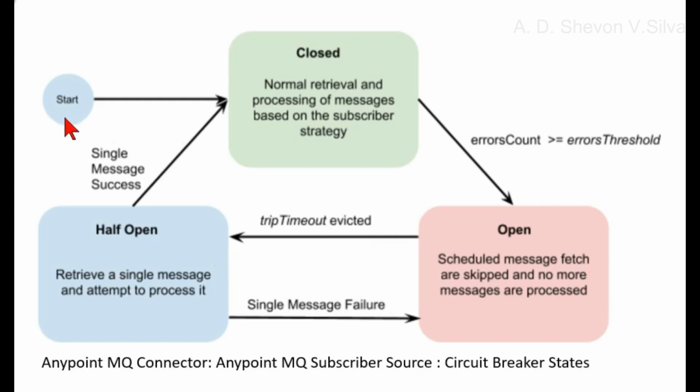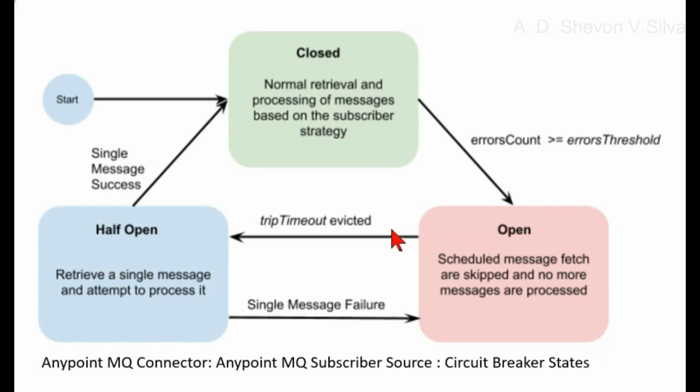Here you can see start is connected to closed: normal retrieval and processing of messages based on the subscriber strategy. Closed is connected to open via errors count greater than or equal to the error threshold. In open, scheduled message fetches are skipped and no more messages are processed.